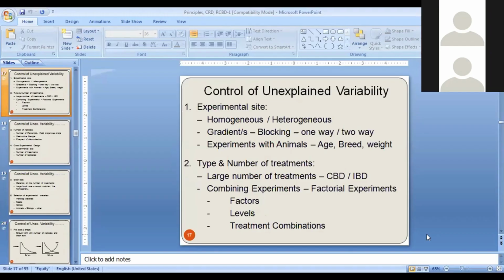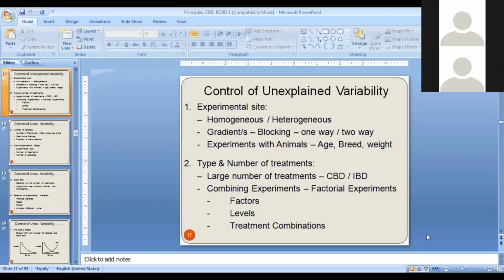I explained some of these facts, control of unexplained variability. The first one is having a homogeneous or heterogeneous situation. Depending on the situation, we have to apply the design that we propose. What do you mean by homogeneous? When you take a class, is it homogeneous? No, a class is not homogeneous. Why? You have male and female, as an example. So when you apply some treatment, we have to be careful because of male and female.